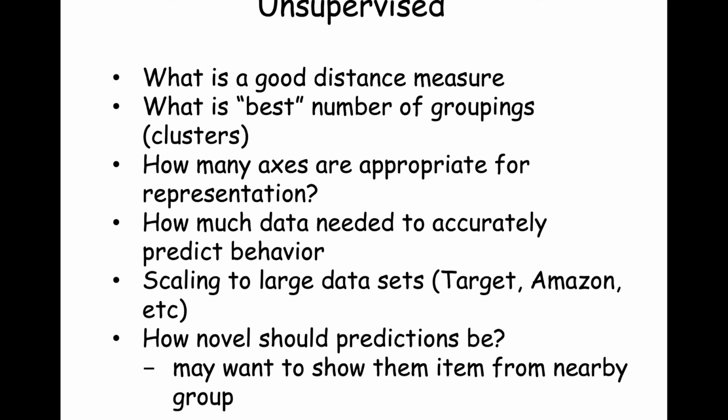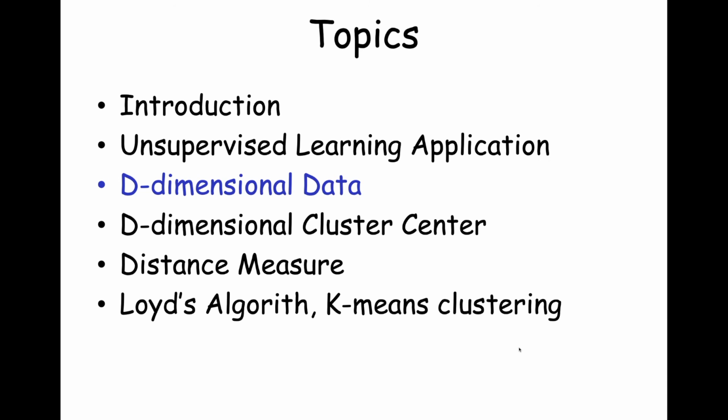How much data is needed to accurately predict behavior? That's important. Can you afford to do it only on a little bit of data? Right? So this next point, scaling to large data sets, it matters. Will it work when things get really, really big? And how novel should predictions be? You may want to show them an item from a nearby group. Will it predict things that are more similar or less similar? All right, so let's take a look at our data.